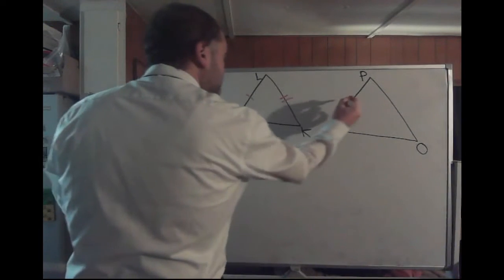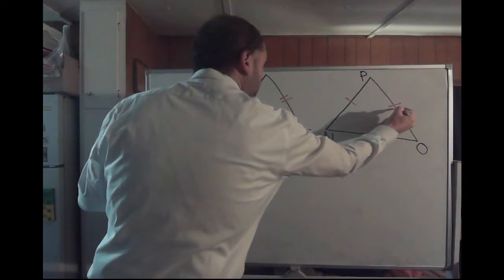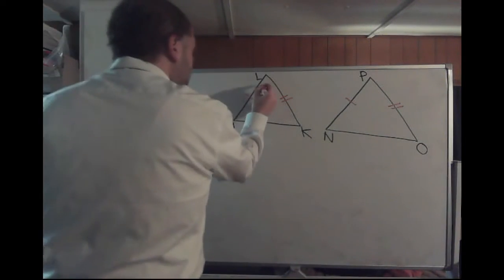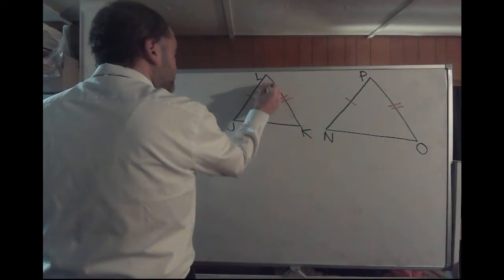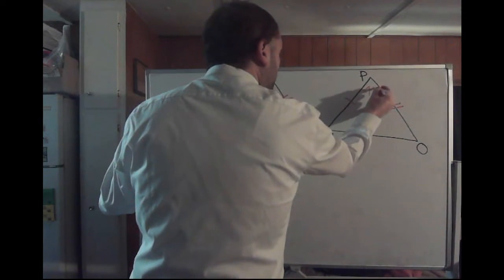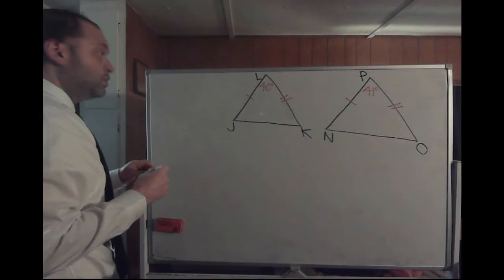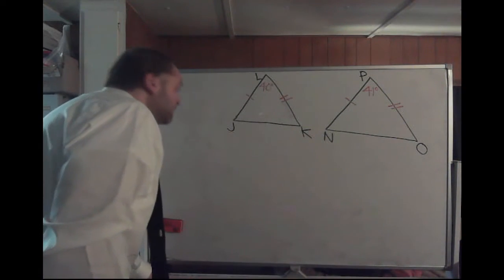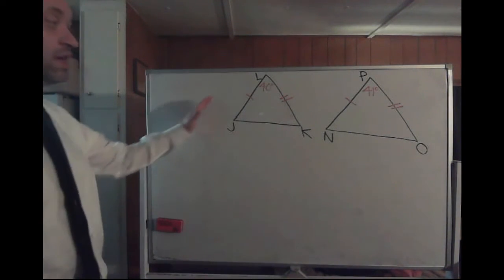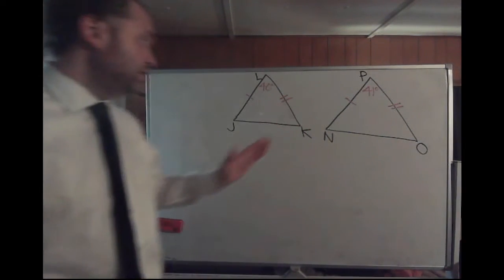They give us that each triangle has 2 congruent sides, but the measure of this angle is 40 degrees. The measure of this angle here is 41 degrees. So let's see what we can deduce about these 2 triangles. We have triangles LJK and then PNO.